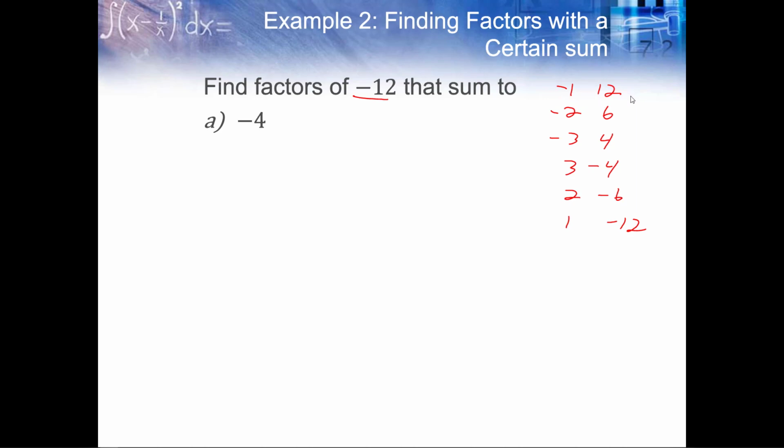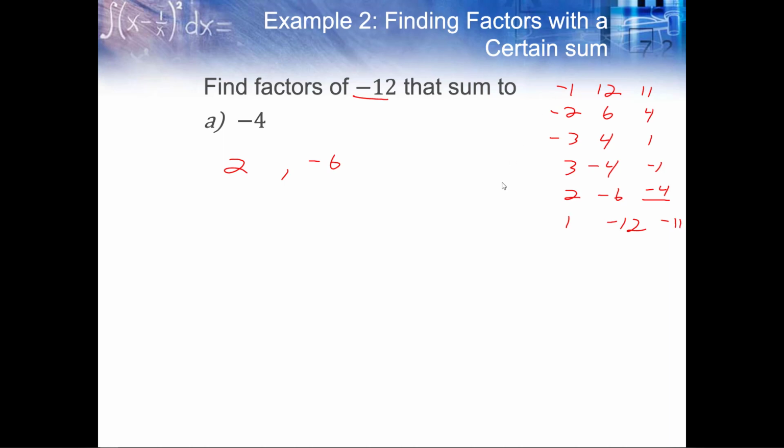Now, this right here sums to 11. This sums to 4. This sums to 1. This sums to negative 1, 3 times negative 4, or 3 minus 4. This sums to negative 4, and this is the one they want. So the factors of 12 that sum to negative 4 would be 2 and negative 6. And of course, this sums to negative 11.